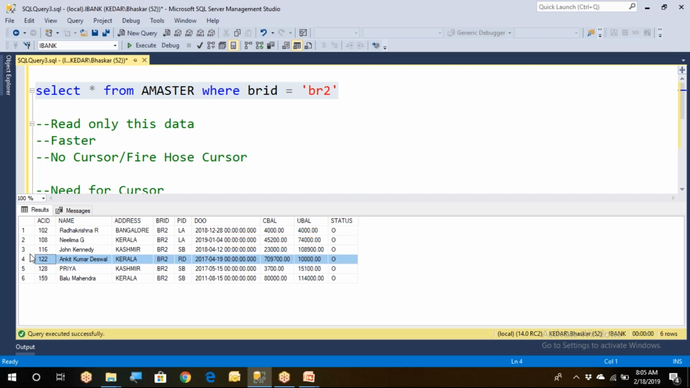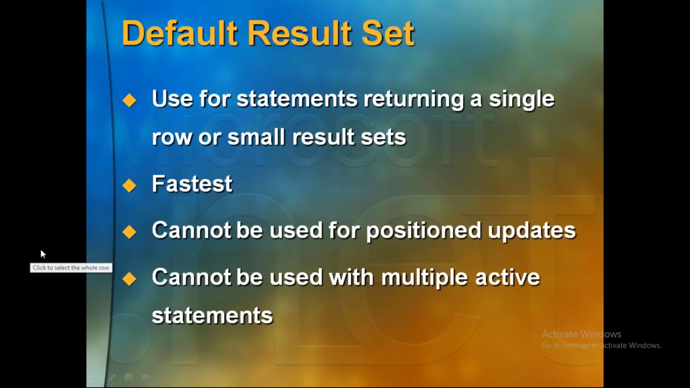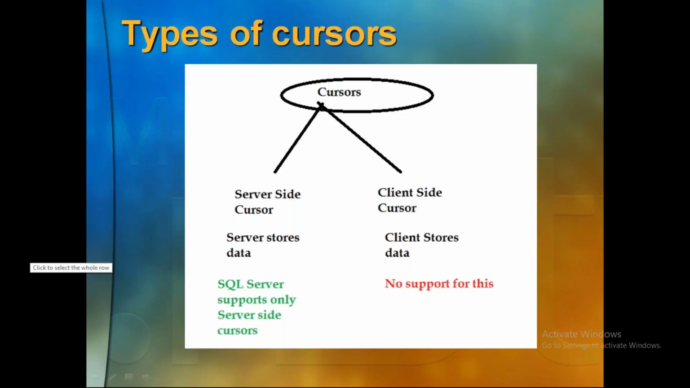It is purely stored on the network buffers, and when the server sends the data to the client, all the data reaches the client very fast, and the client gets purely read only data. Java and .NET can display the data to the customers, but we cannot do anything on this data. That is what is called the default result set, which doesn't have any kind of cursor.